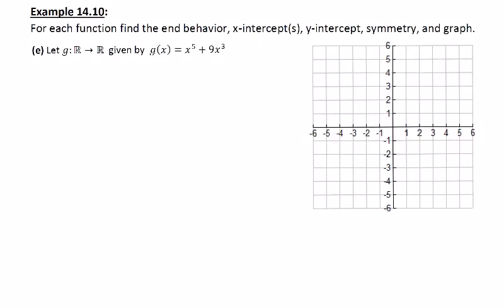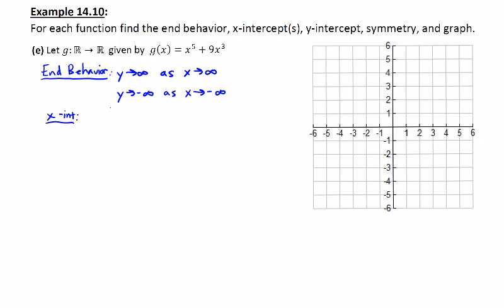In example 14.10e, we've been given function g. G of x equals x to the fifth plus 9x cubed is the equation. Let's write down the end behavior. As x approaches positive infinity, y approaches infinity, and as x approaches negative infinity, y approaches negative infinity.